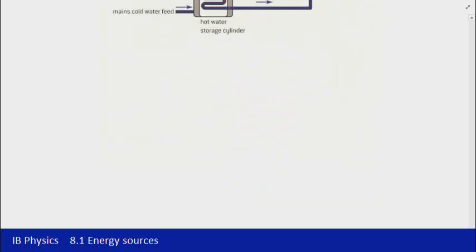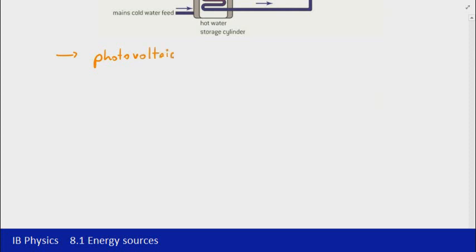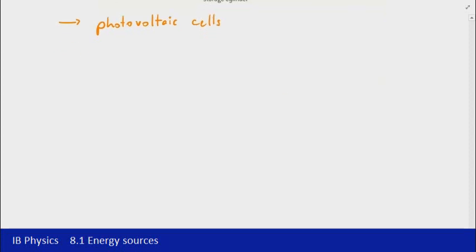The second type of system that we need to be aware of for solar energy is photovoltaic cells. Now, photovoltaic cells are the ones that you more commonly see on the roofs of houses, and they're more about producing electricity. So the solar heating panels, they're used, but they're certainly not as common as photovoltaic cells.